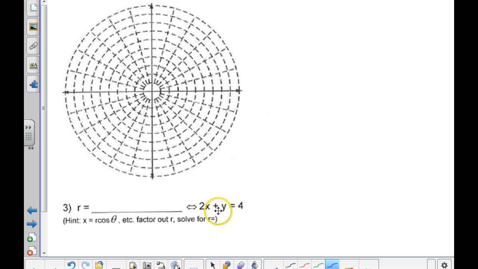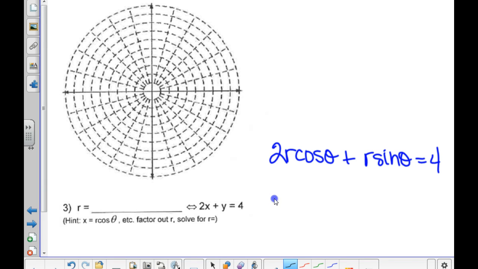Number 3, we're trying to go backwards, okay? This one's kind of wacky. I'm not going to ask you to do this without some hints. It says 2x plus y equals 4. x equals r cosine theta, so put in 2r cosine theta plus y, well, y is r sine theta, equals 4. What can I factor out? I need to get the r by itself. So it will say r times (2 cosine theta plus sine theta) equals 4.